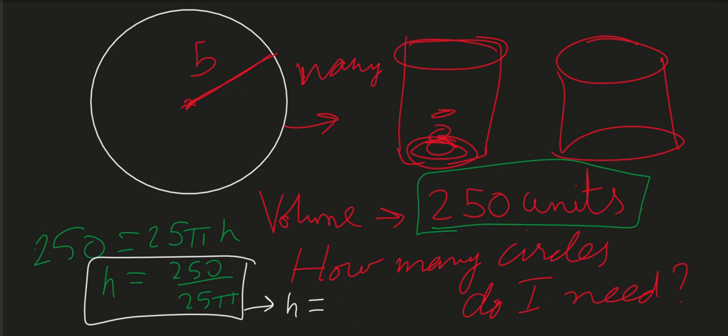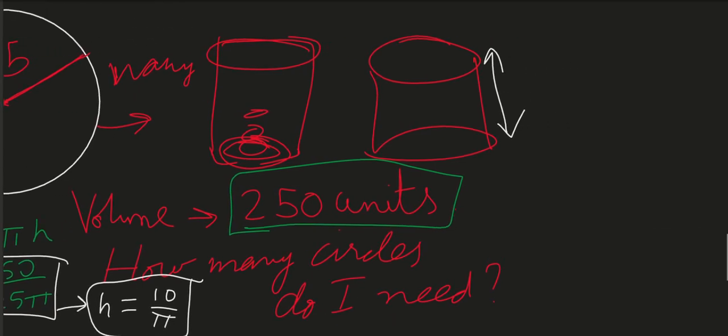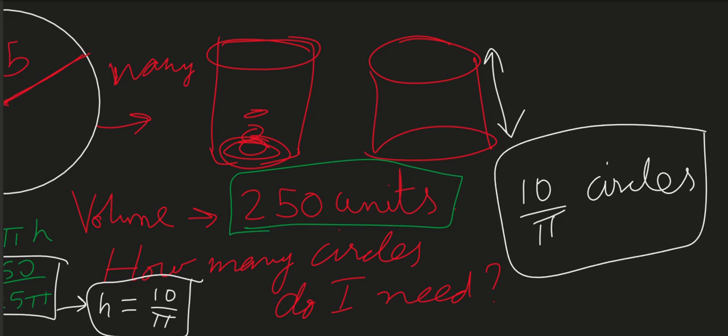So I'm not ordering the agent at your house. So the height is 10 over pi. So the stack needs to be 10 over pi things tall. So you basically need 10 over pi circles. I'll give you exactly 10 over pi circles.